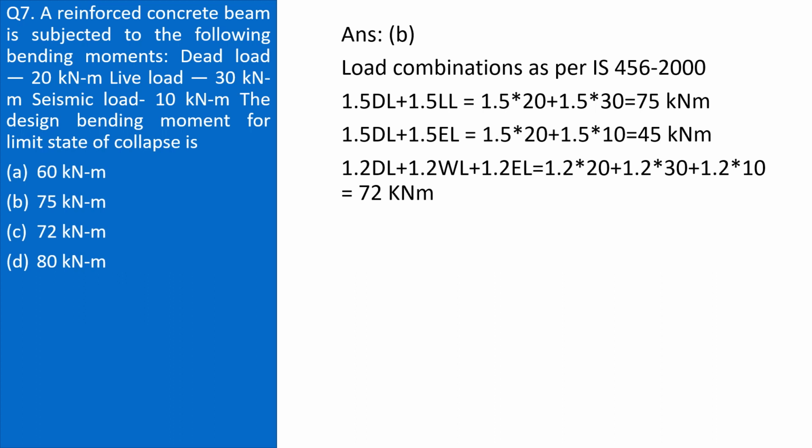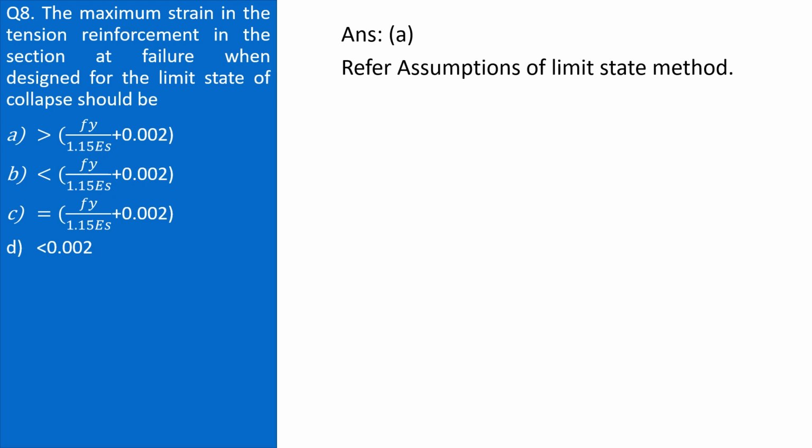Next question. Question number 8. The maximum strain in the tension reinforcement in the section at failure when designed for the limit state of collapse should be. Here A is the correct answer, which is, in case of limit state method, the strain in steel should be more than fy by 1.15 Es plus 0.002. So we can also refer to assumptions based on limit state method. So A is the correct answer.